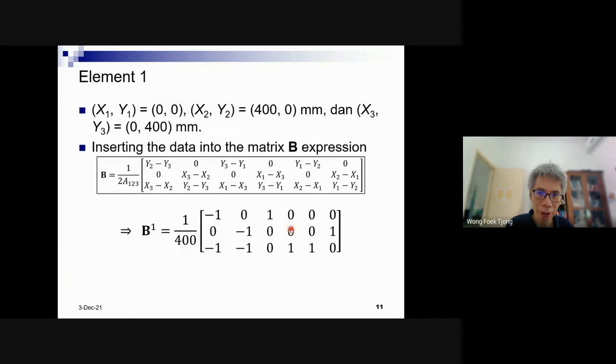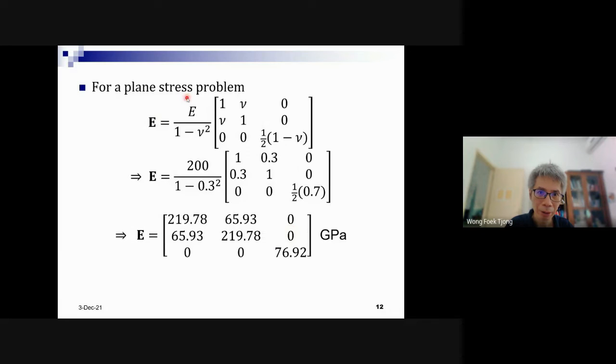So we choose the elasticity matrix for plane stress problem, this one, the formula. And from the data, it's 200 gigapascal or kilonewton per square millimeter. That's E. Nu is 0.3. This is steel, right? Typical values for steel. And then just plug in. This is 0.7. And then this is the result, in gigapascal. Any questions? This is the elasticity matrix for plane stress problem.